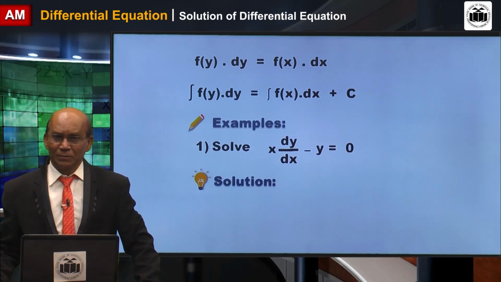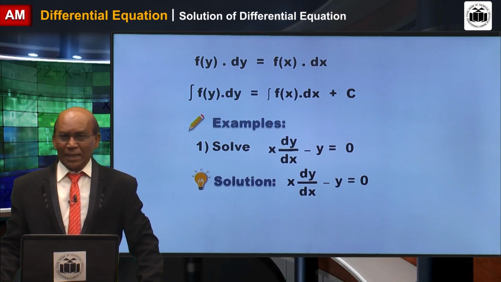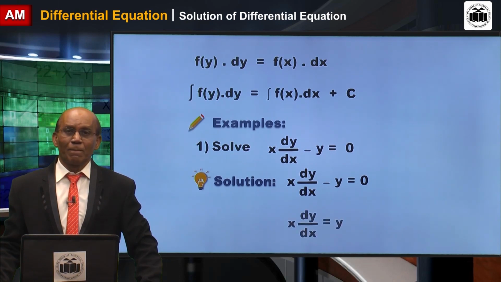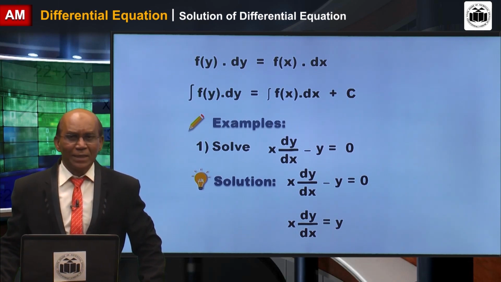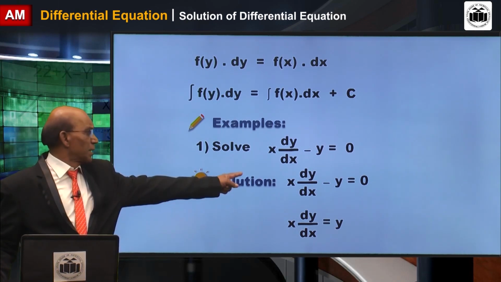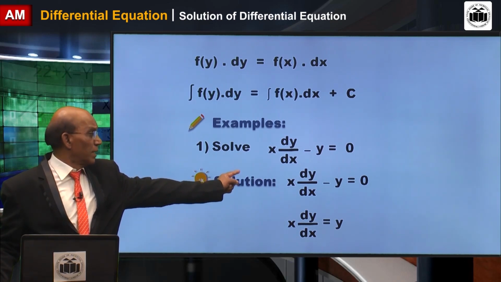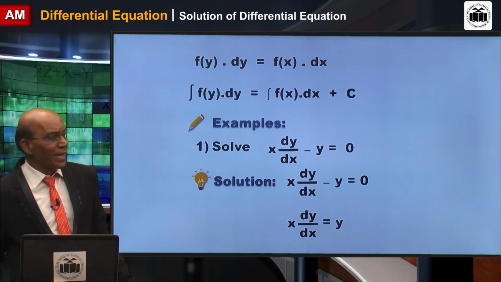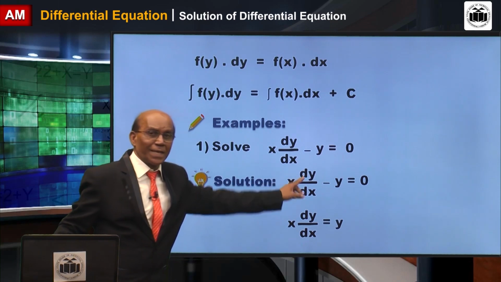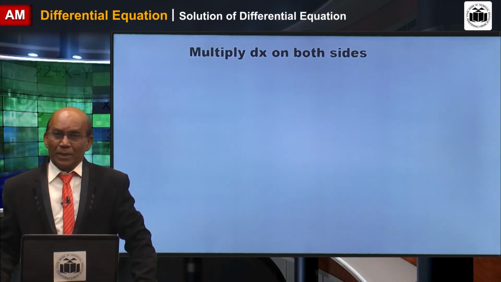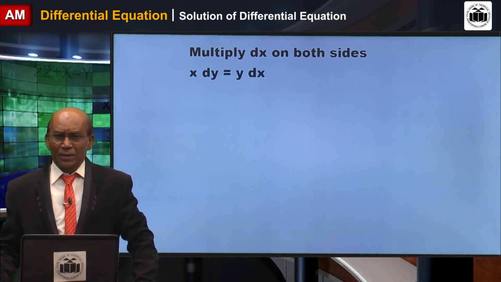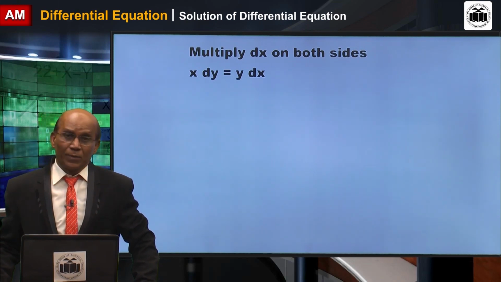Solution for this one. We can write the equation again here, x dy by dx minus y equals 0. We can transfer this minus y from the left hand side to the right hand side, where it becomes positive, and students make mistakes here in transferring that minus y. Multiply dx on both sides, so we get the term x dy equals y dx.